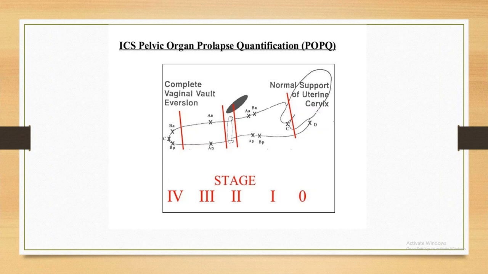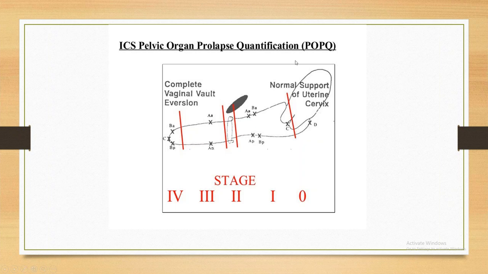Dr. Mridul, can you explain one more time? Yes. See, stage 0 is all normal values. Aa will be minus 3, Ap and Bp will be minus 3. If TVL is like 10, then C and D should be at minus 8 levels, minus 8 or minus 9 or minus 10 also. So this will become normal.